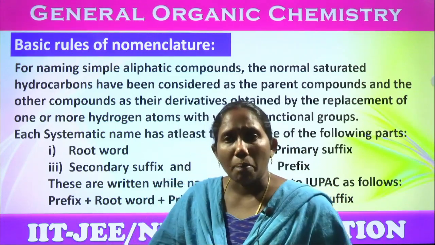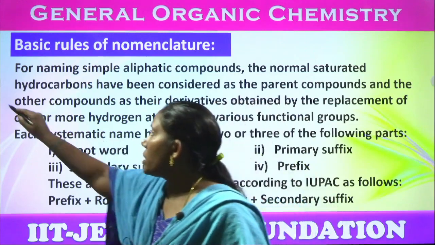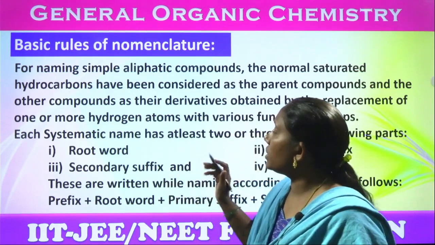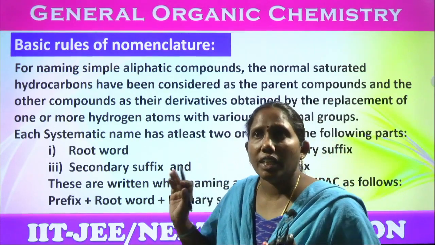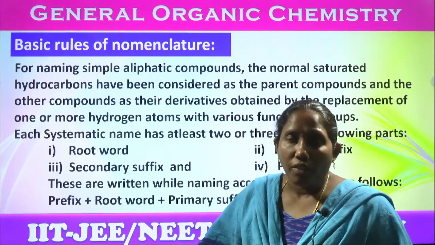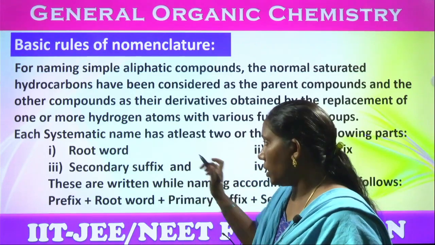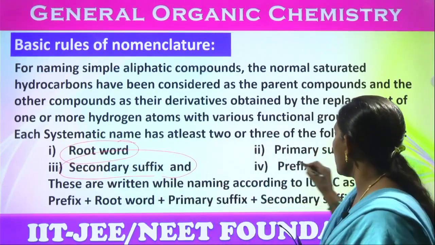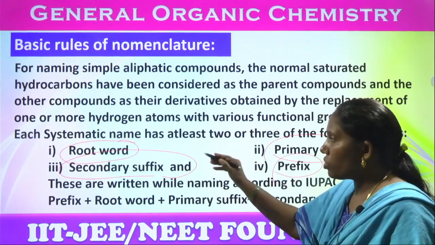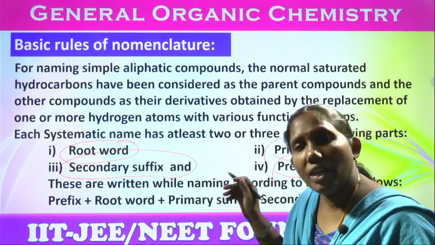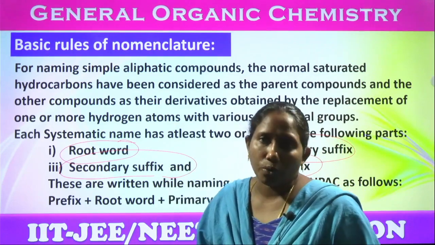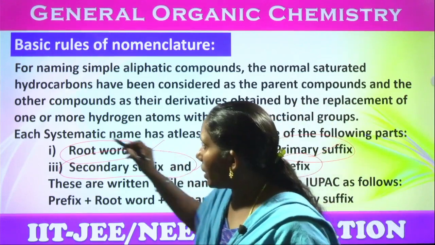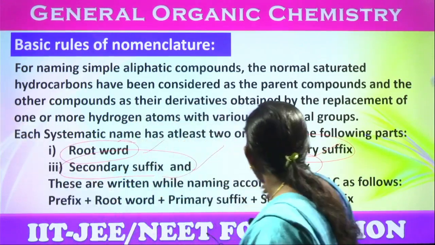So what is the purpose, and how do we name? What are the basic rules of this nomenclature? Let us see. If you want to write the name of a simple organic compound, we should know some theory: we should know what is meant by root word, secondary suffix, primary suffix and prefix. Based on these four points, generally we will name the given organic compound. What is the root word? What is the primary suffix? What is the secondary suffix? And what is the prefix? All these we will study.